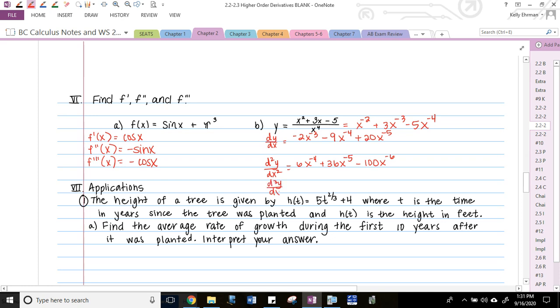Finally, third derivative, negative 24x to the negative 5 minus 180x to the negative 6 plus 600x to the negative 7.